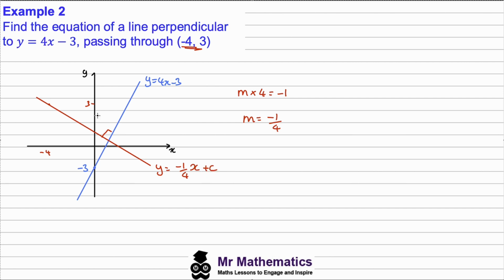And to find c, we can use the point we're given. This is when x equals negative 4 and y is 3. So we'll substitute these values into this equation. We'll get 3 is negative 1/4 multiplied by the x value plus c. Negative 1/4 times negative 4 will give us positive 1. So 3 will equal 1 plus c. And therefore, c must equal 2. So the equation of the line will be y equals negative 1/4 x plus 2.